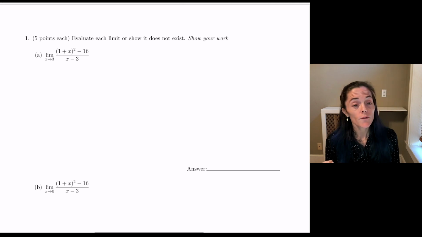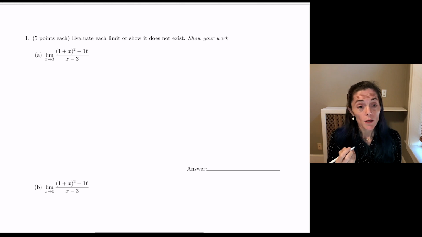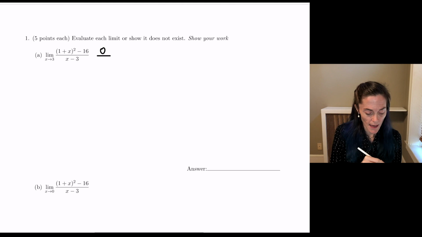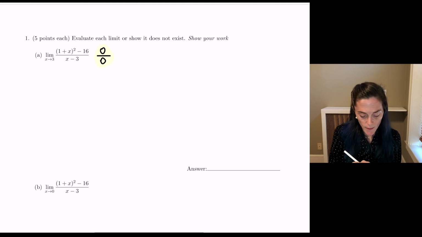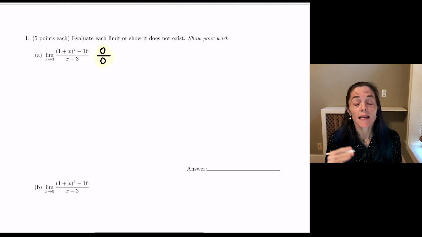Okay, the first one, generally our strategy here would be we try to evaluate. You notice when I try to evaluate at x equals 3, I get 4 squared minus 16, which is 0, divided by 3 minus 3, which is 0. So this is an indeterminate form. It does not say the limit exists. It does not say the limit does not exist. What this says is we need to do more work.